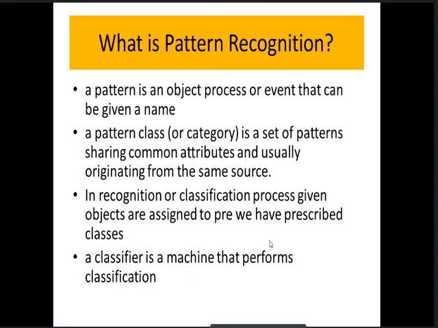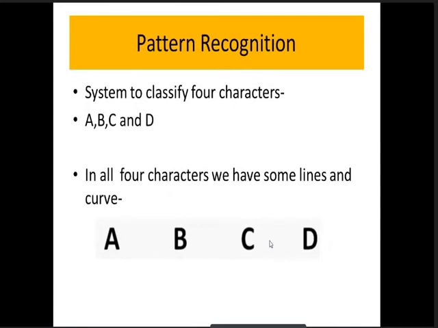Here I am talking about a simple classifier, and that classifier is able to classify these 4 characters: A, B, C, and D. In these 4 characters, we have some lines and curves. For example, in A, we have 1, 2, 3, 4, this 5 lines. And in B, we have 1 and 2 line segments and 2 curve segments. Similarly in C, we have 1 curve segment and 0 line segments. In D, we have 1 line segment and 1 curve segment.